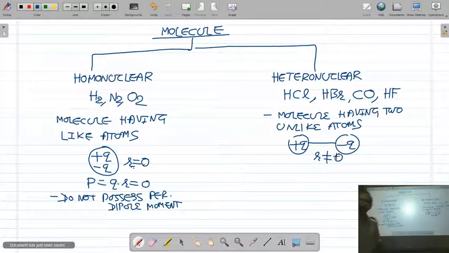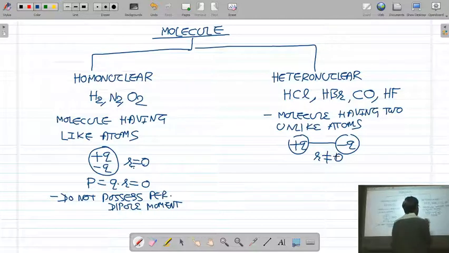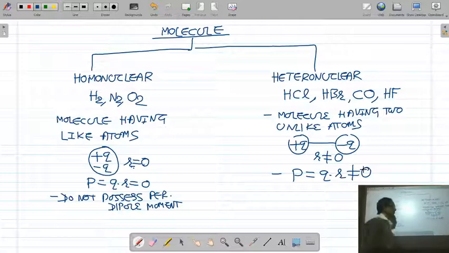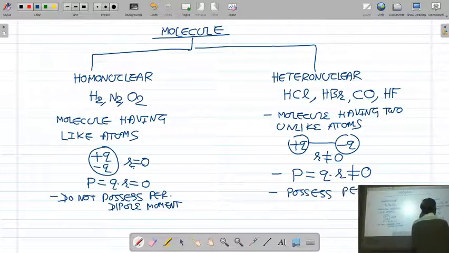In homonuclear molecules, they coincide, but in a heteronuclear molecule, the center of positive charge and negative charge do not coincide. So the separation between the two charges is not zero. Therefore, the dipole moment of the heteronuclear molecule is not equal to 0, which means a heteronuclear molecule possesses a permanent dipole moment.